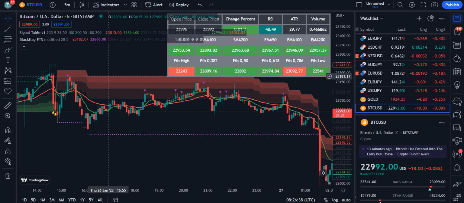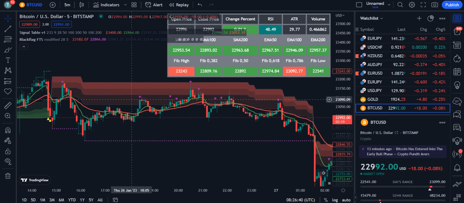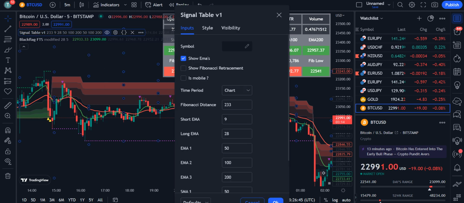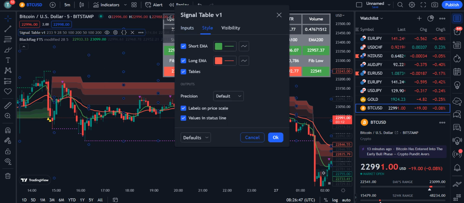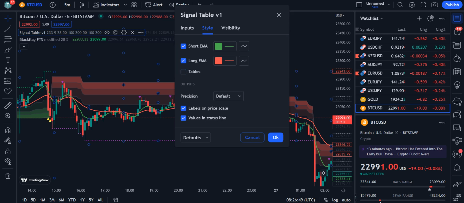It will be applied on your chart. Now we have to make a few adjustments to both indicators. The first indicator is Signal Table, so we will go into the settings of this table. We have to go into the style. We have to simply uncheck tables, and that's all for this indicator.